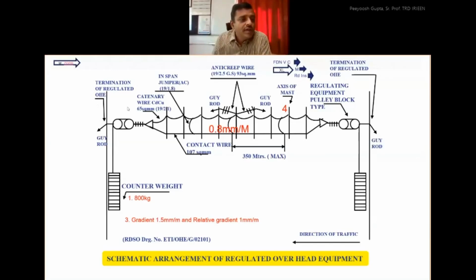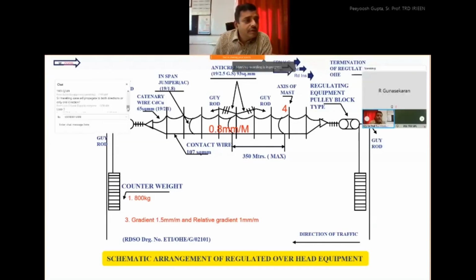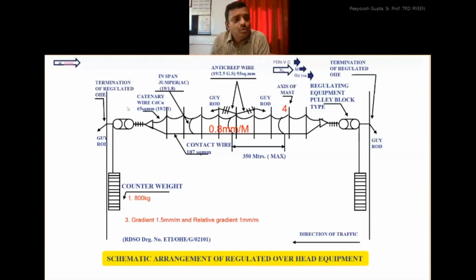I am seeing in the chat box one question has come: sir, will the traveling wave propagate in both directions or only one direction? As I told, it has a reflection coefficient, so it will be reflected as well. No more questions. So if you have any doubt, please write in the chat. This is a very good feature, and we can utilize it.